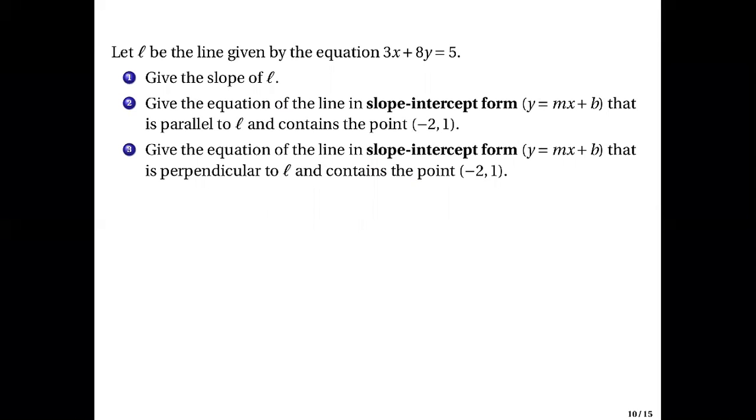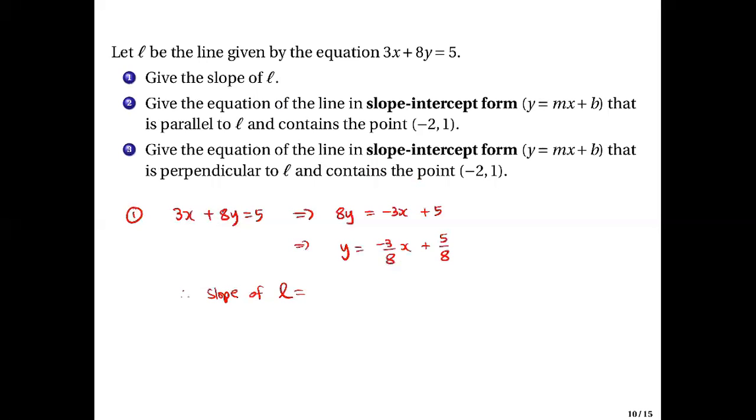So first, let's find the slope of L. So from the equation 3x plus 8y equals 5, we can isolate y. So we will have 8y equals minus 3x plus 5, which means that y is equal to negative 3 over 8 x plus 5 over 8. Therefore, the slope of L is equal to negative 3 over 8.